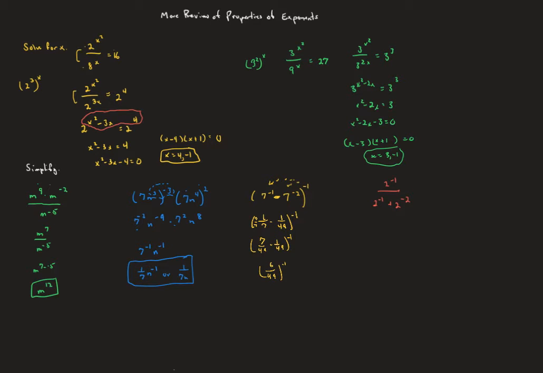Now that we have a single fraction, that negative 1 exponent will make it the reciprocal. And you're welcome to leave it as 49/6, or since 6 times 8 is 48, we could call that 8 1/6 if we wanted, but either one's okay.